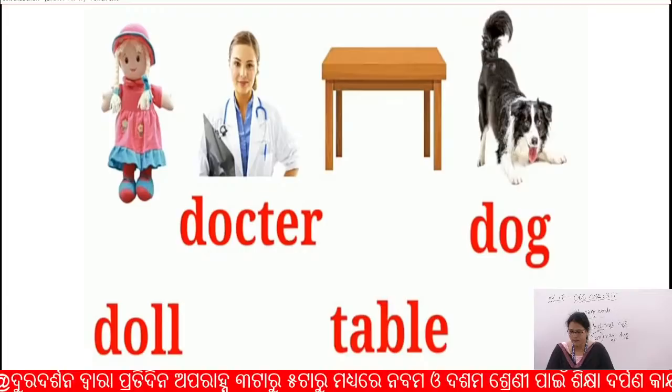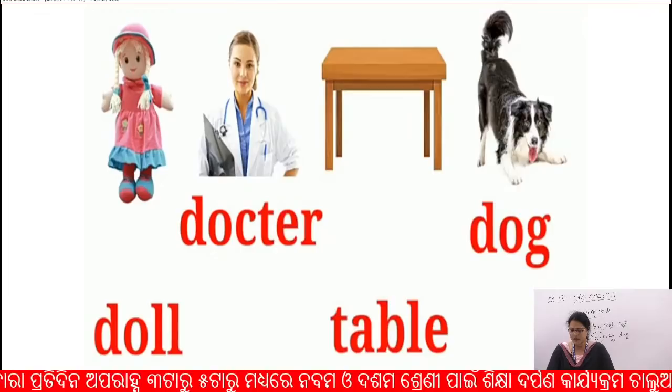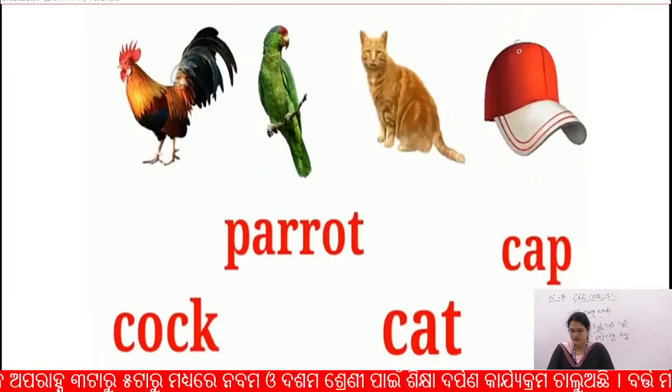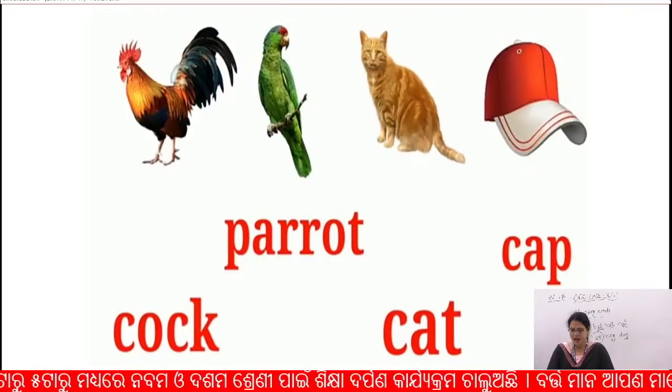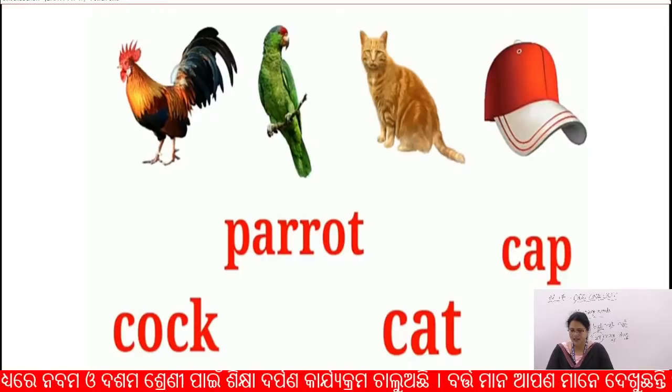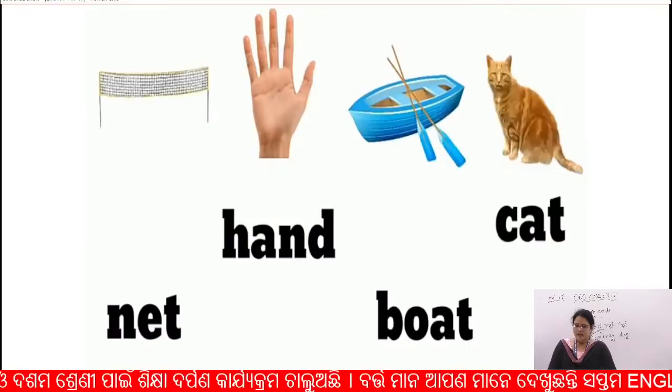Now, cock, parrot, cat, cap. Mixed images, but which one is different? Look at the first letters. C for cock, P for parrot, C for cat, C for cap. Which one is odd? Yes, parrot is different because its first letter is P. Then students, see the next screen.